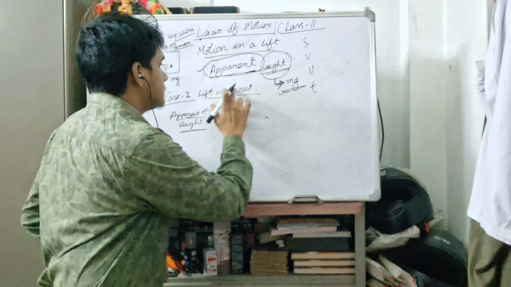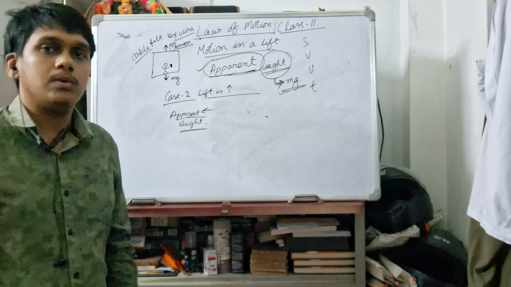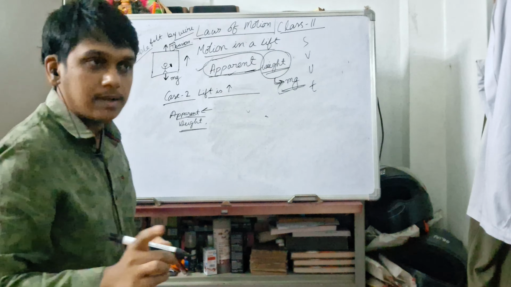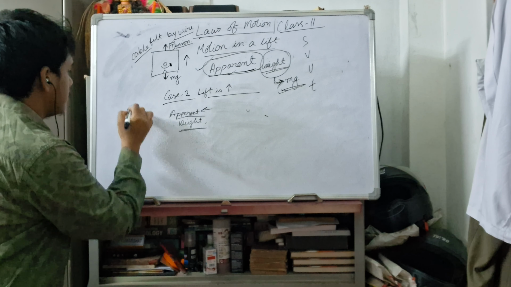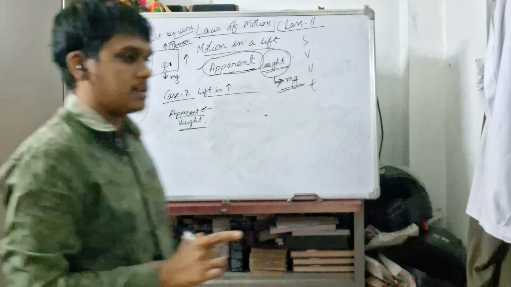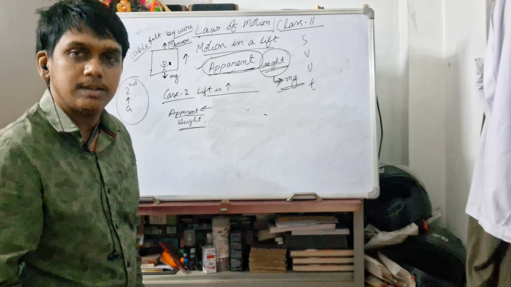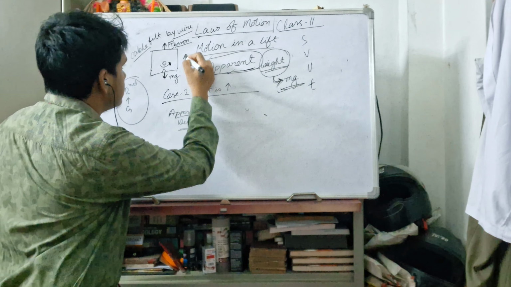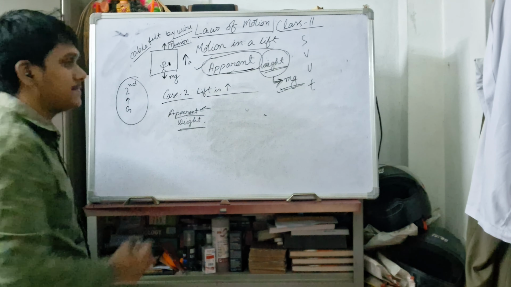The lift is going upwards. From the ground floor to the second floor, you just enter and press the button. Then what happens? The whole lift moves with an acceleration, that is a.